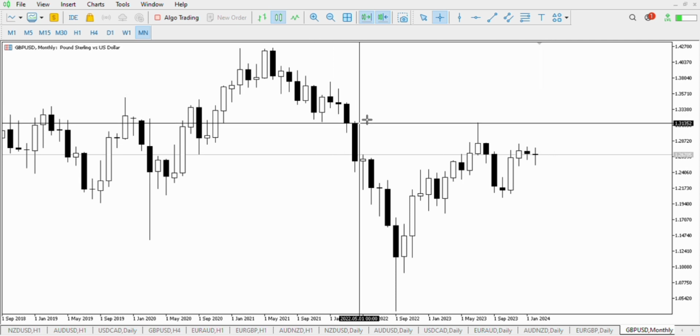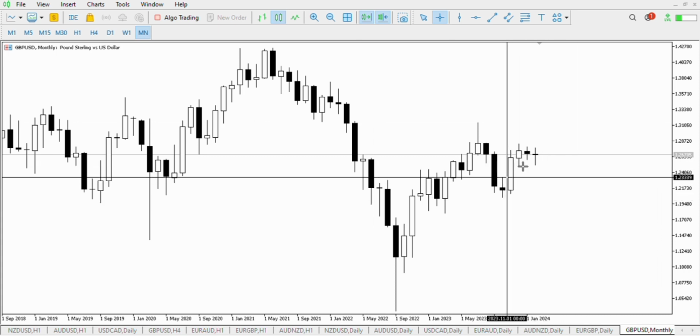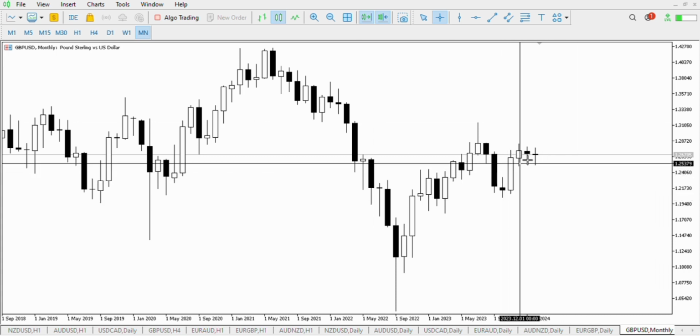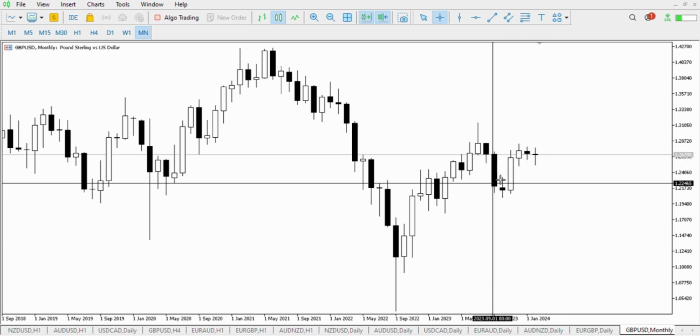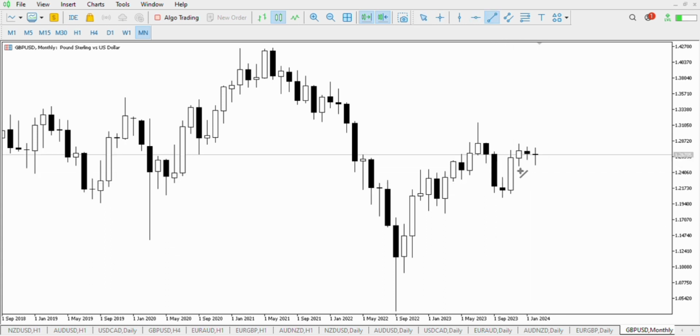So what I'm going to do right now is mark this fair value gap so we can note this area when we go down to the lower time frames. This is the high of the fair value gap. Preferably I'll just use the color green just for clarity. The high end of the fair value gap is at 1.25001.